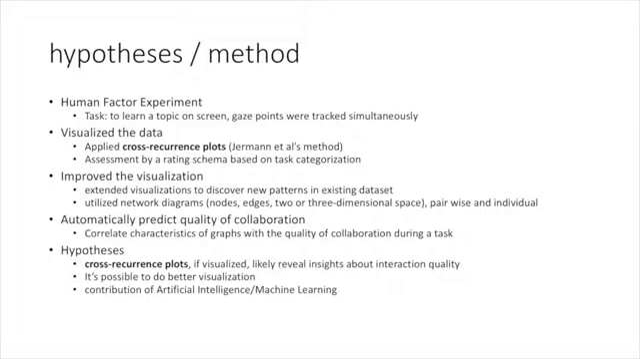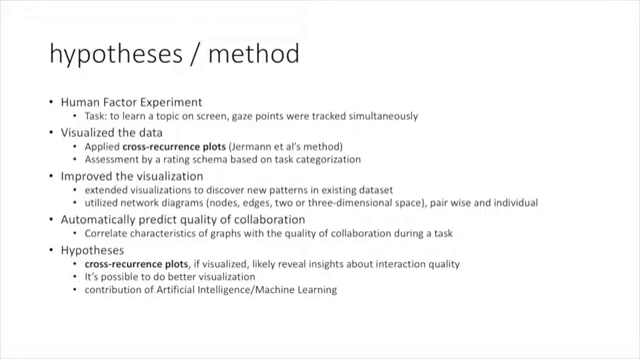How did they test their solution? The researchers designed and conducted a human factor experiment involving students in a study environment. And the output of the study was assessed via a rating schema based on task categorization. The outcomes were plotted by using the cross recurrence plot method, and they extended the representation of the data by using a visualization technique, which is widely known as network diagrams. It's a graph representation of data that includes connected nodes in two or three dimensional space.